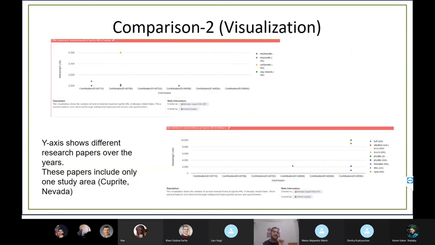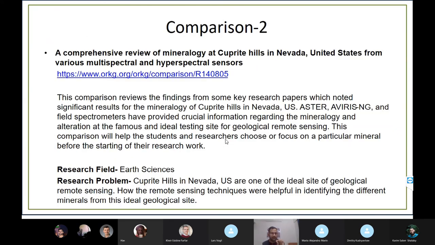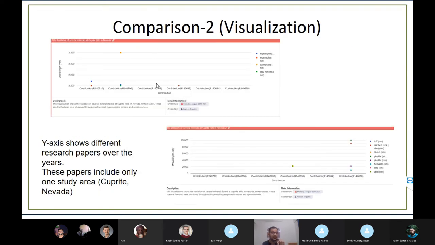Actually, this comparison doesn't have any visualization, so I have included one more comparison which has some visualization. That comparison comprises a review of the mineralogy at Cuprite Hills in Nevada, US, which is one of the ideal sites for geological remote sensing. This comparison shows how remote sensing sensors and their data sets are utilized to show the occurrence of various minerals. You can see in this visualization the various minerals and their occurrence up to the 2500 nanometer range.